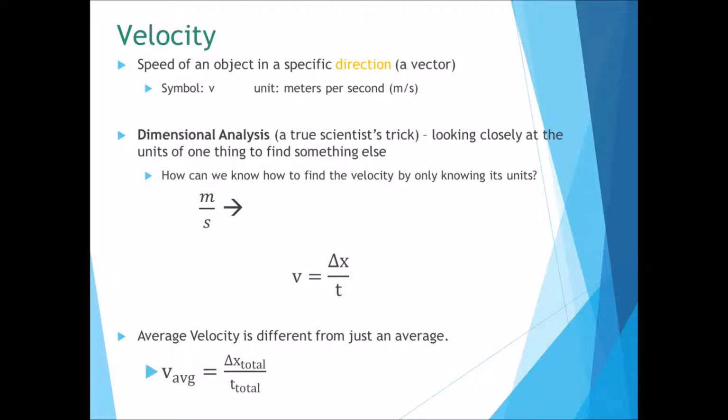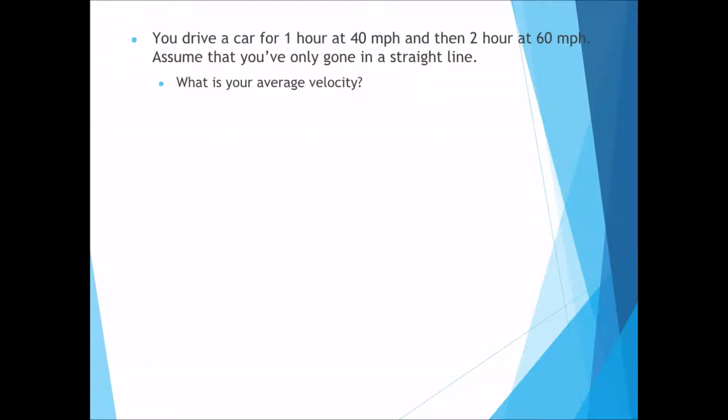If we have meters divided by seconds, we know that we're going to have some sort of length divided by some period of time. So if we have displacement divided by time, delta x divided by t, that will give us a number of meters per a number of seconds. And that's how we get that equation. The average velocity is different from just an average. We take the total amount of displacement and divide it by the total amount of time.